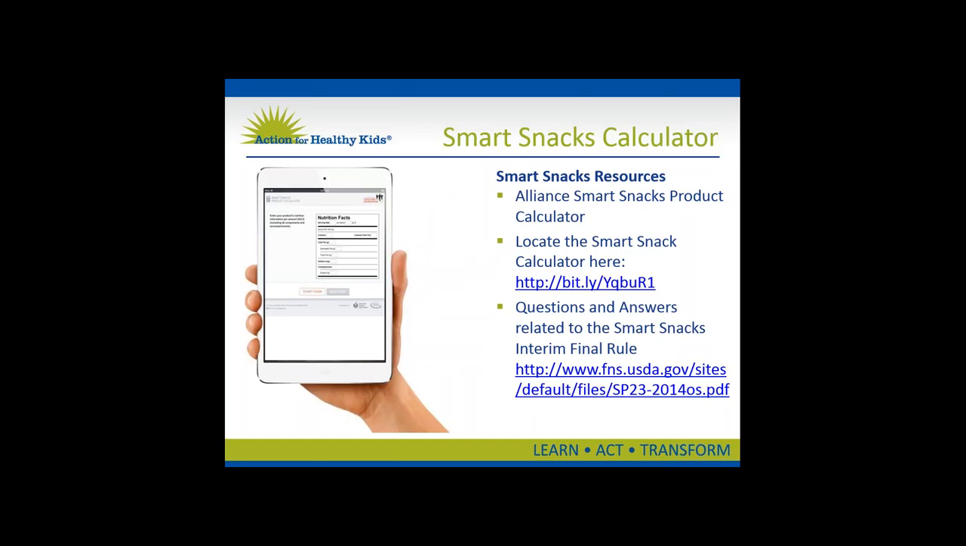To help you determine whether or not your snacks meet the Smart Snacks requirements, you can use the Smart Snacks Calculator, which was developed by the Alliance for a Healthier Generation with the help of the United States Department of Agriculture. This calculator allows you to look at the nutrition facts panel, answer a few questions, and determine whether your snack, side, or entree item meets the federal guidelines for Smart Snacks.